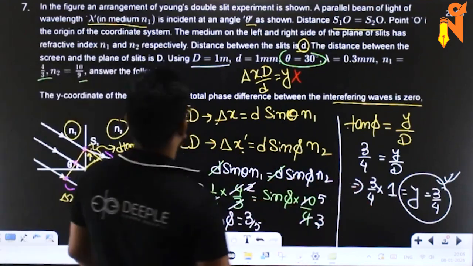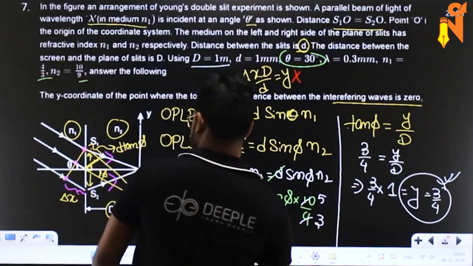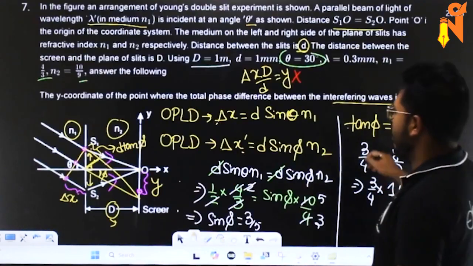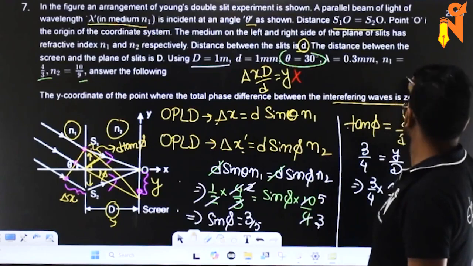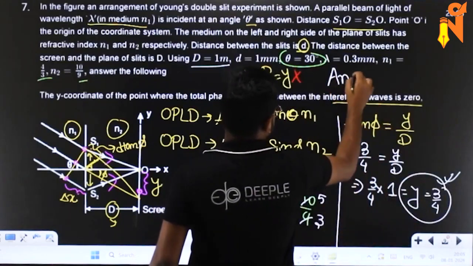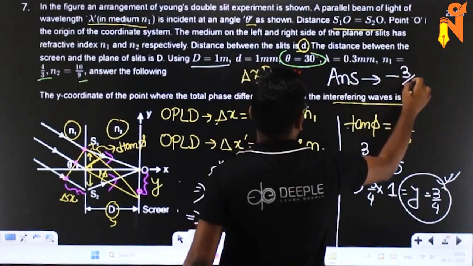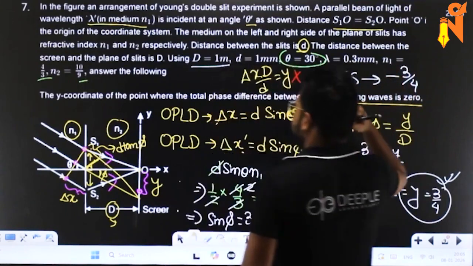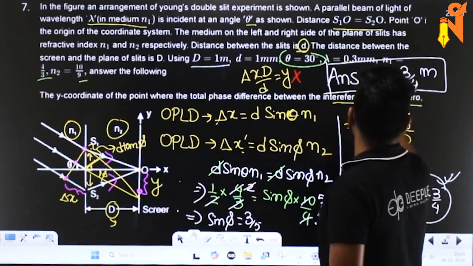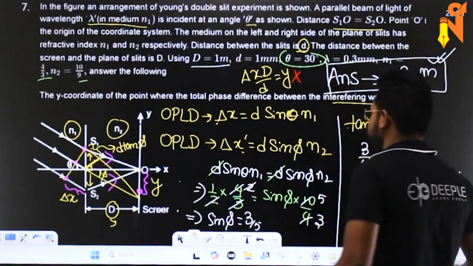So let's see, do I have the options with me? I think I do not have. So the option would be minus 3 by 4. The answer will be minus 3 by 4 meter, right? Meter. Okay, let's go to the next one.